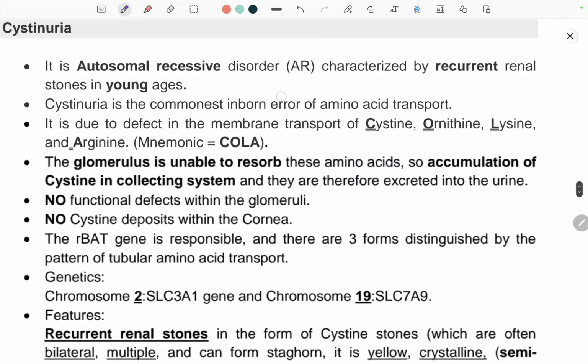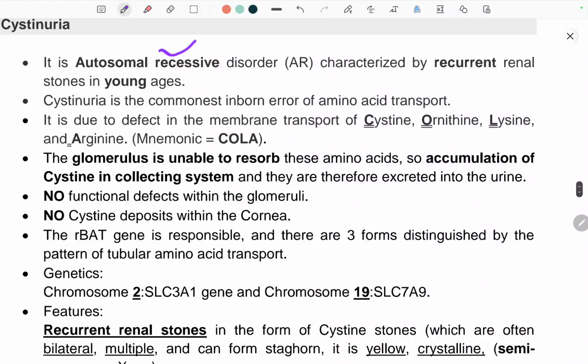Now, cystinuria is an autosomal recessive disorder characterized by recurrent renal stones at a young age. Cystinuria is the commonest inborn error of amino acid transport, due to a defect in membrane transport of cystine, ornithine, lysine, and arginine. The renal tubule is unable to resorb these amino acids, so cystine accumulates in the collecting system and is excreted in the urine. There is no functional defect within the glomeruli and no cystine deposit within the cornea.